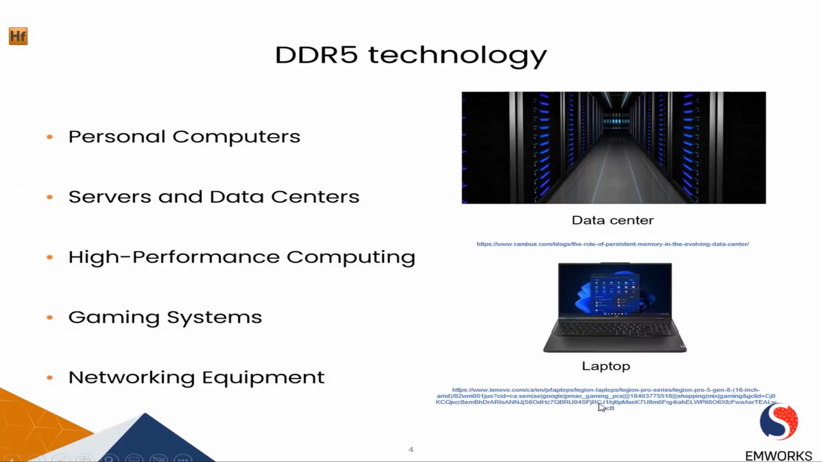Alright, so now let's talk about DDR5 technology. DDR5, or double data rate 5, is a type of synchronous dynamic random access memory technology used in computer systems to provide faster data transfer rates and improved performance compared to previous generations. It offers several advancements in terms of speed, capacity, and efficiency.